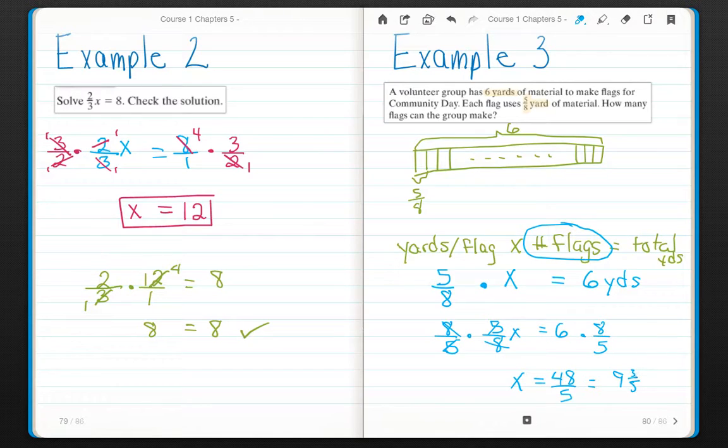I know I can't make 3/5 of a flag, so they can make 9 flags. They can't make 10 flags, they don't have enough material. You can't make 3/5 of a flag, so common sense tells me I can only make 9 flags. All right, that's it for examples. Do your QCs and your CYU, and I will answer questions the next time I see you.